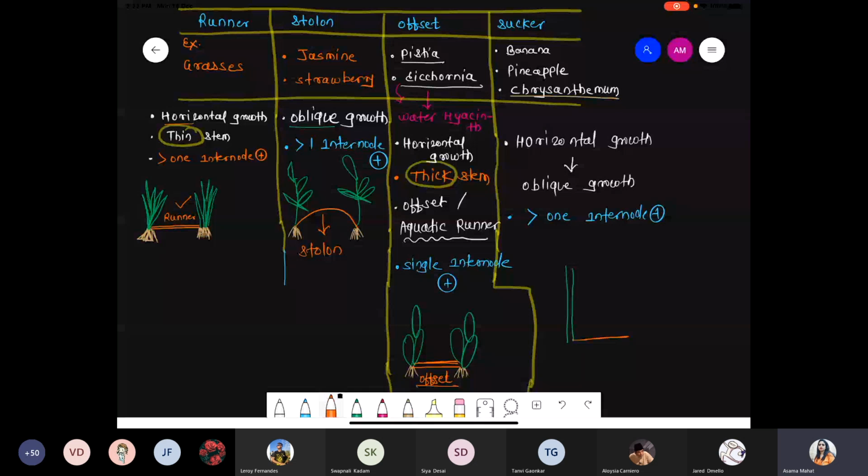So one plant is already present. But now what happened? It will show the two combinations. This part is initially horizontal, and after that they show the oblique growth pattern toward the upward direction. So the growth pattern in the sucker is a combination of both: initially horizontal, then immediately oblique growth. Horizontal means parallel to the soil, parallel to the earth. So a combination of both.